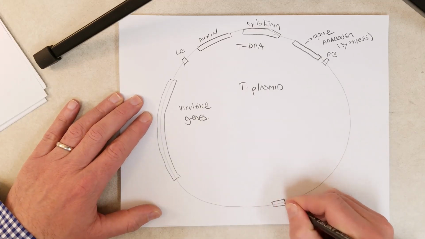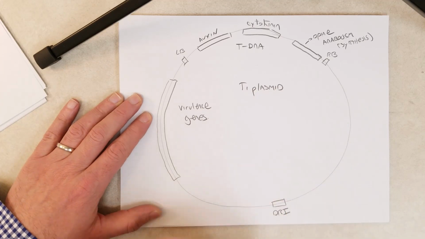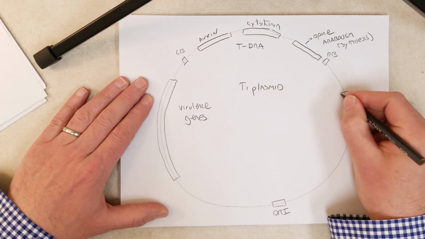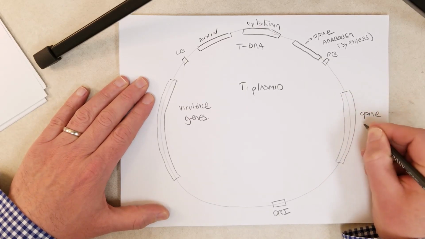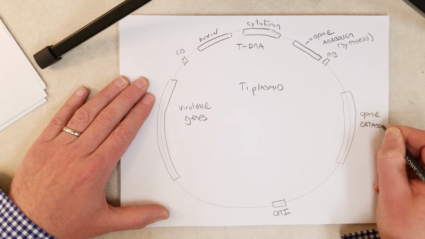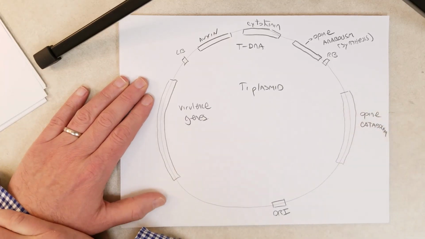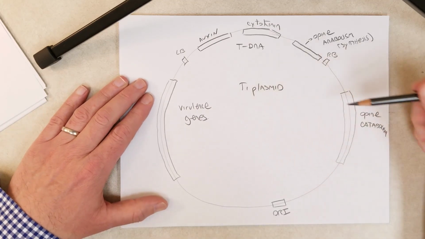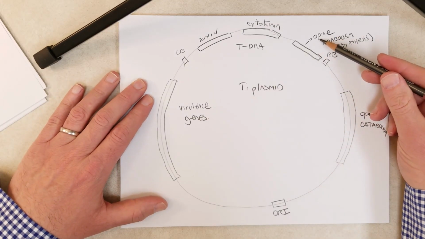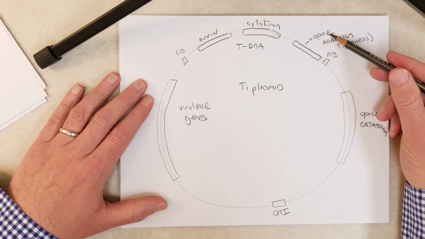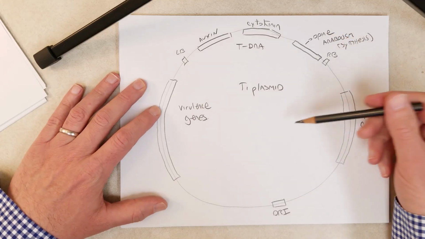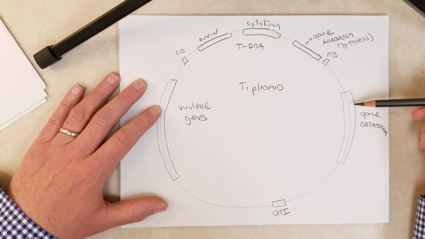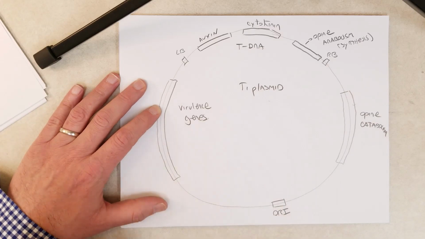So over here, we're going to have the origin of replication. Then over here, we're going to have a set of genes involved in opine catabolism. So that's breaking down opines. So previously I said very few organisms can metabolize opines or can catabolize and break them down and use them as a nutrient source. Well, Agrobacterium is one of them because it has genes needed to catabolize those compounds built right into the Ti plasmid.